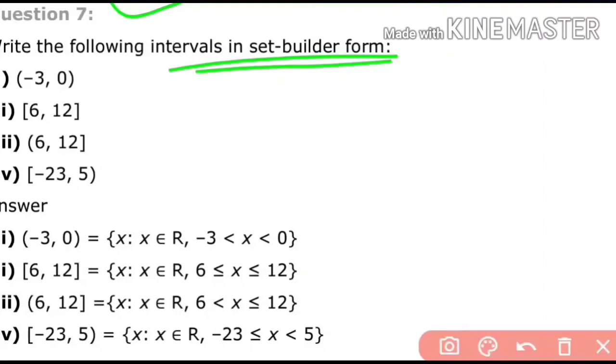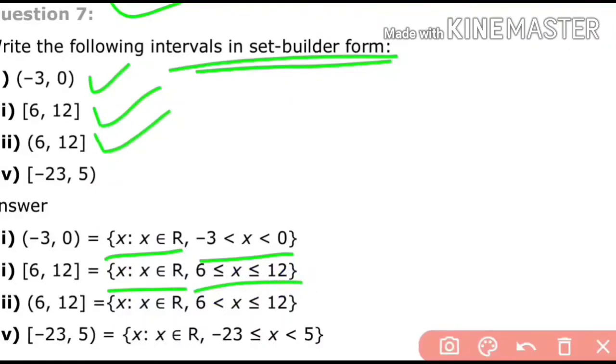This 7th question is the opposite of the previous question. Write the following intervals in set builder form. Look here, this is open from both sides. So you write x such that x belongs to R, where x is greater than -3 and less than 0. Next, we have both sides closed. Closed means equal to, so we add: x such that x belongs to R, where x is greater than or equal to 6 and less than or equal to 12.